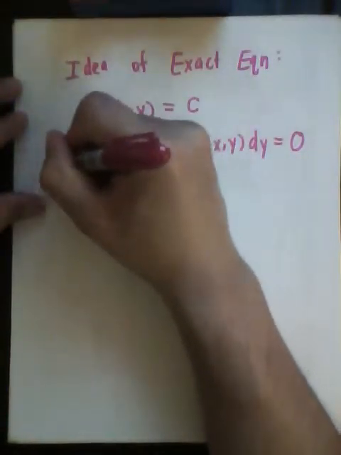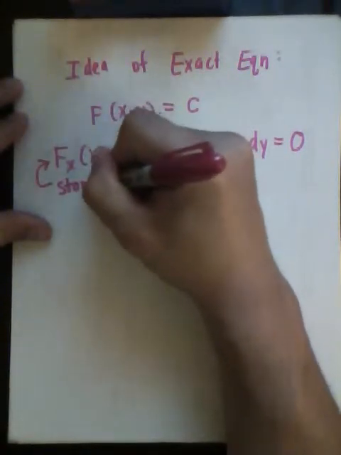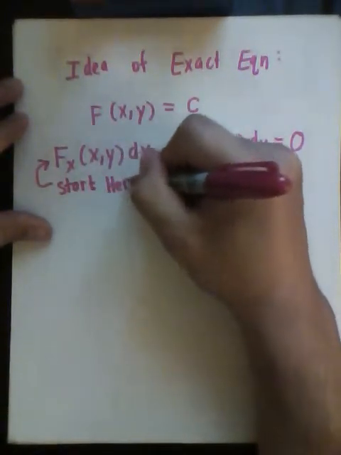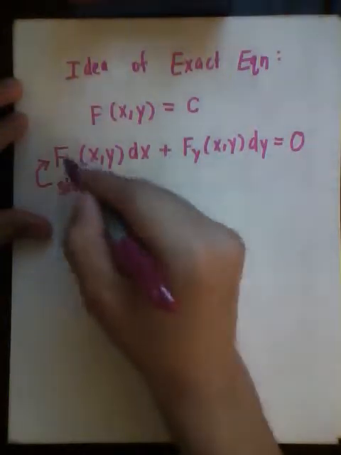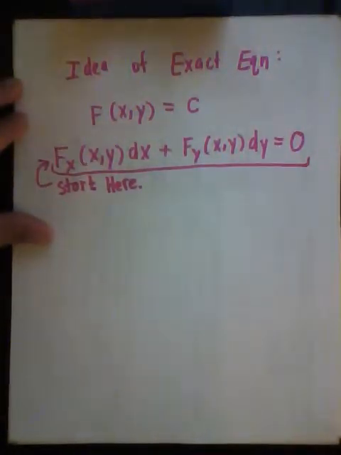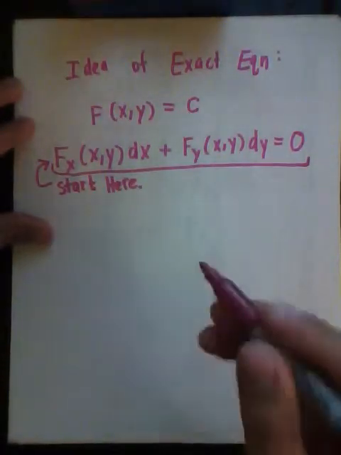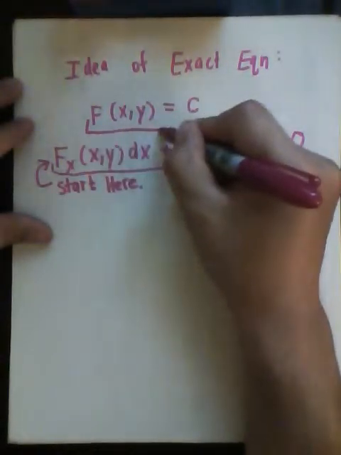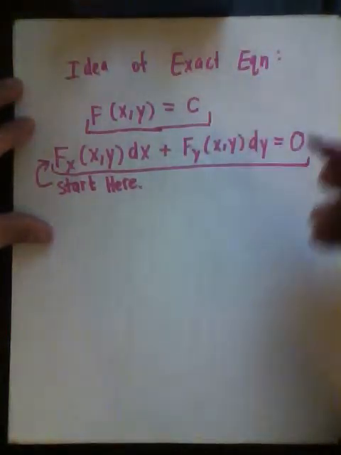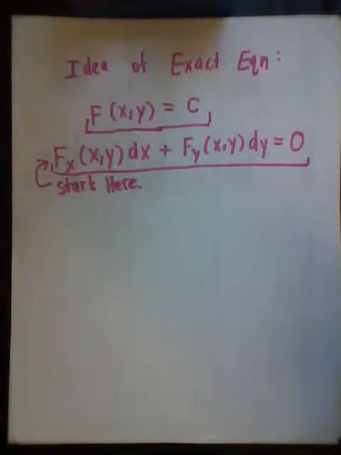Okay, and this is where you start. With these type of differential equations, you start here, with this total derivative. Sometimes they call it the exact derivative as well. And what they want you to do is find this statement here, your function, and set that equal to some constant c.